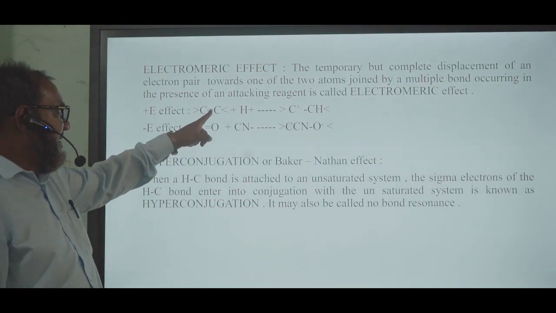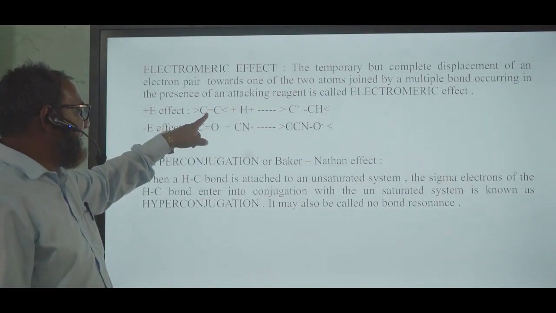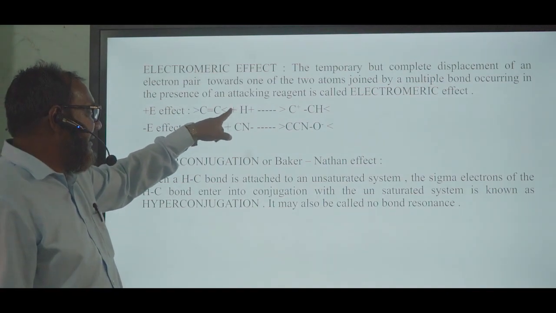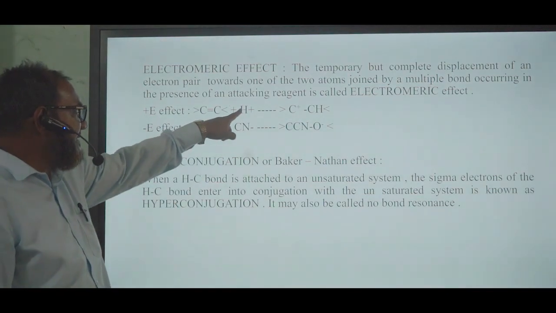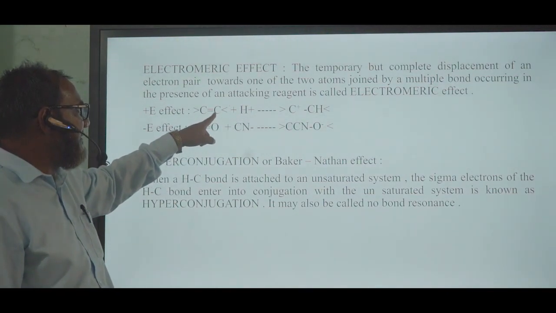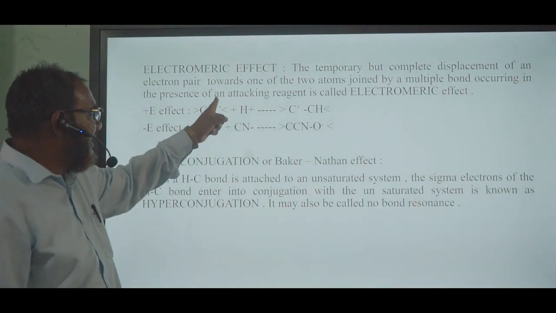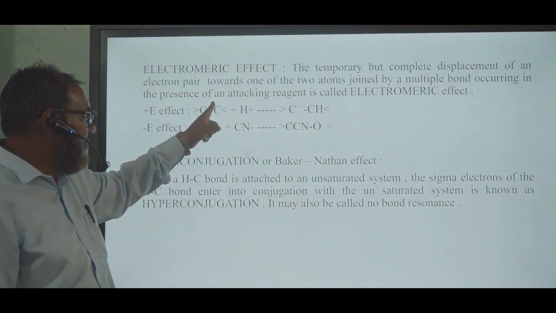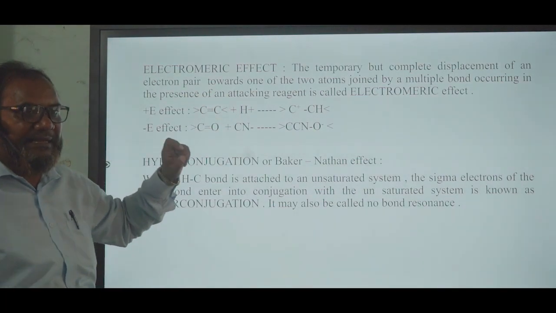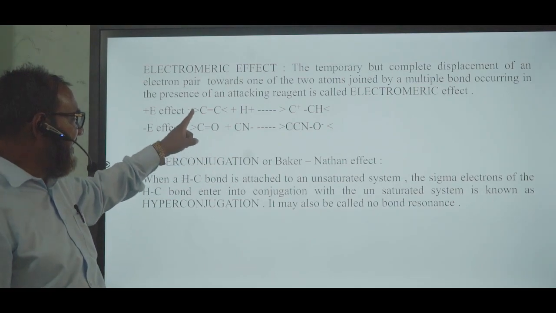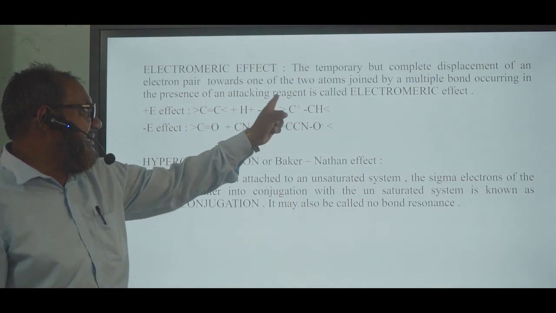In this case, this alkene, this carbon-carbon double bond, added a proton. In this case, this positive charge is attached to this carbon, and this electron pair also comes towards this carbon atom, to which the positively charged attacking reagent is attached. So this effect is called plus E effect.